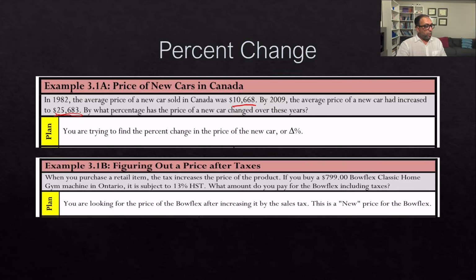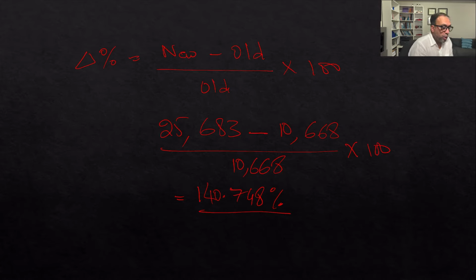The second question: when you purchase a retail item, the tax increases the price of the product. If you buy a $799 Bowflex Classic Home Gym Machine in Ontario, it is subject to 13% HST. What amount do you pay for the Bowflex, including taxes? So what do we want to find out? We want to find out a new price.